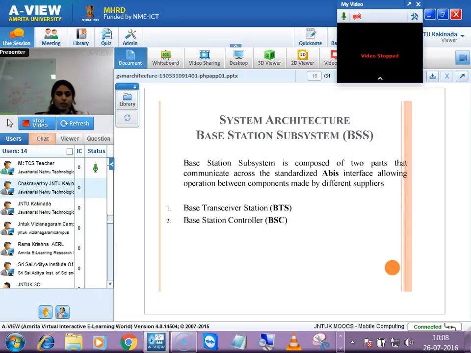The other thing is the base station controller; for the control part we will be using a controller. Under the base station controller, we will have a number of base transceivers. Transceivers will have a number of mobile phones. So the number of mobile phones will always be greater than the number of base transceivers, and the number of base transceivers will be greater than the number of base station controllers, because a group of base transceivers gives us a base station controller.